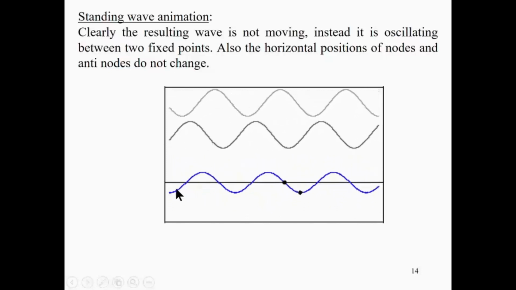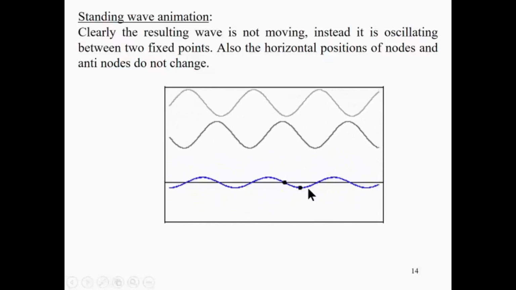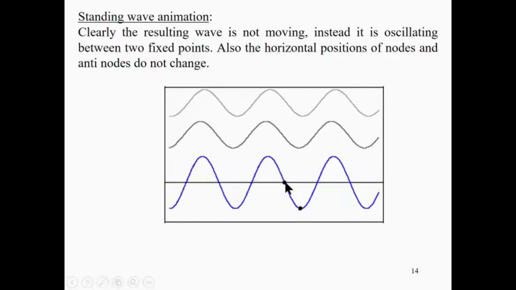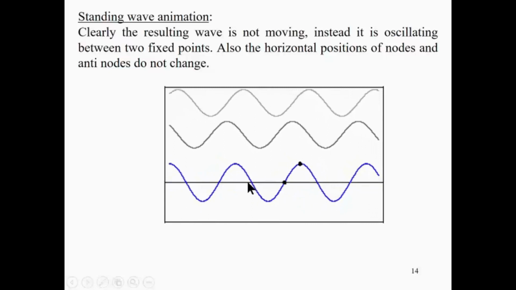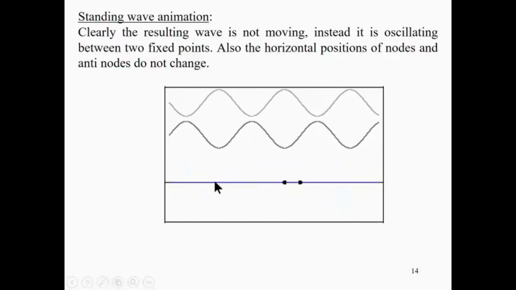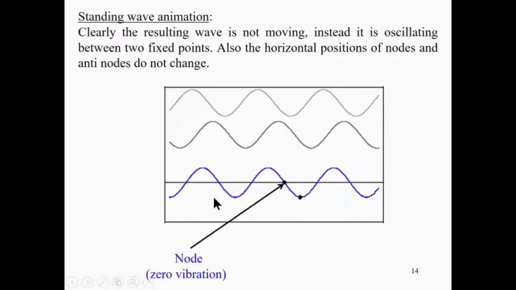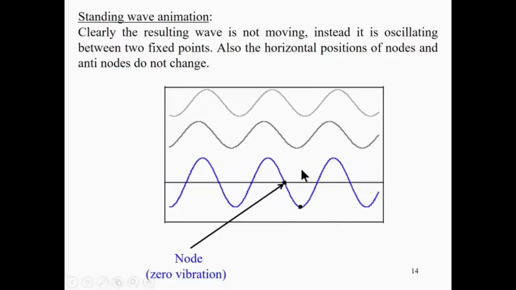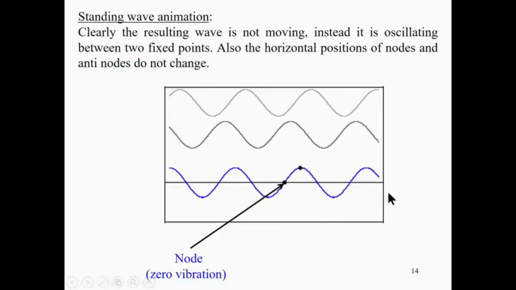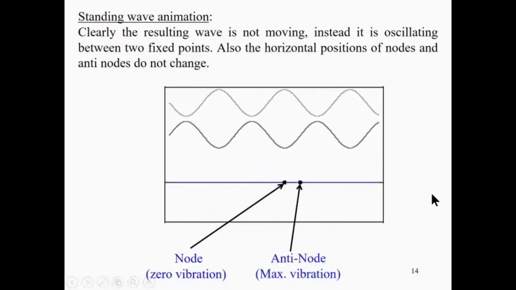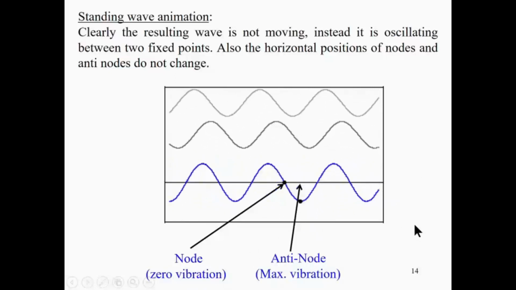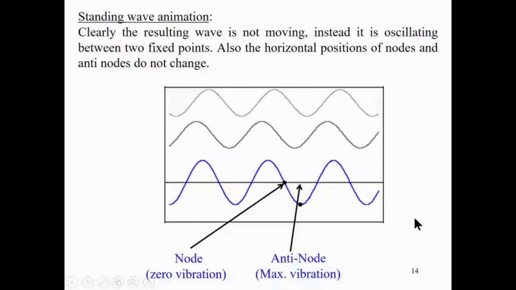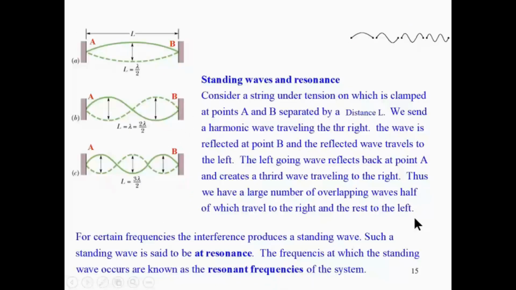In this standing wave pattern, you can see some points do not vibrate at all. Some points have zero vibration, like this point. They are called nodes. Nodes mean zero vibration, and some points have maximum vibration, maximum amplitude of vibration. They are called antinodes. The nodes and antinodes are the important part in standing waves.